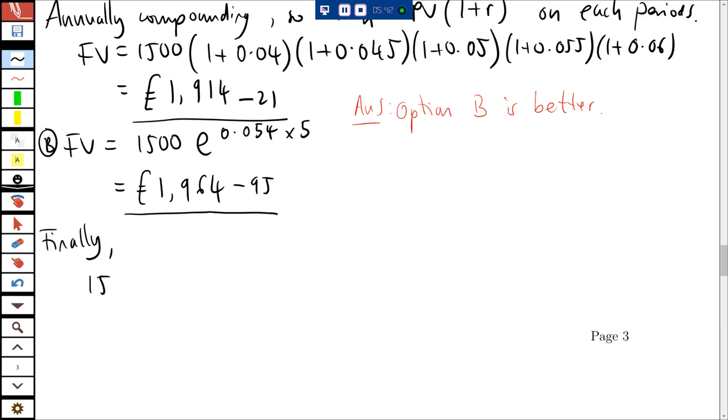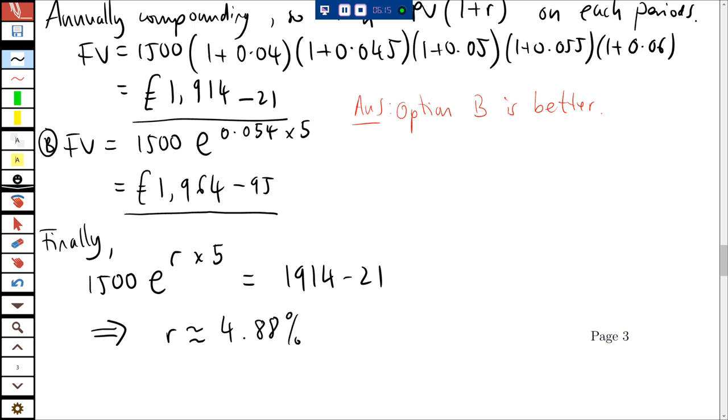So if we consider interest continuously compounding at rate R for 5 years, that will give the present value of this, and we want it to be the same as choice A, so that should be 1914.21p, and simple rearrangement, the continuous compounding rate should be approximately 4.88%. I think 2 decimal places is fine for this answer as well. So there you go, question 3 on tutorial 1.